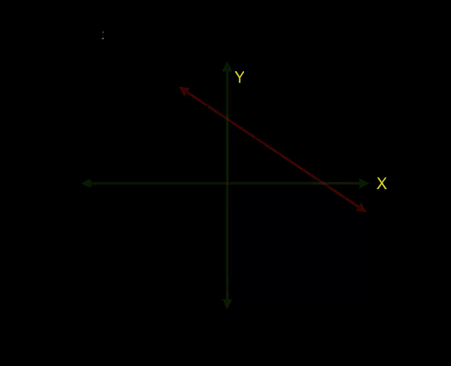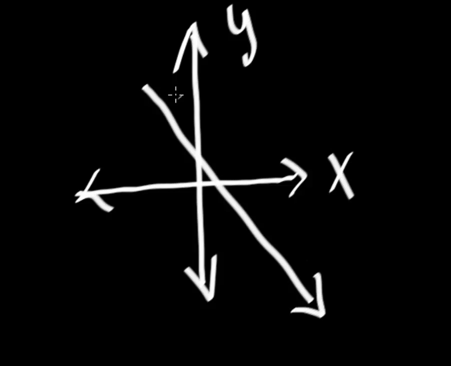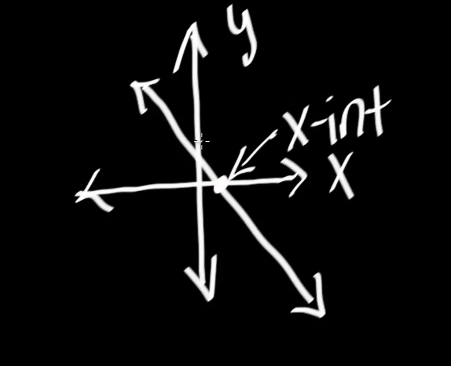So if I was to draw a sample graph, here's my x-axis and there's my y-axis. Now I'm going to draw a line. Notice on the line, there is only one point in which the line crosses the x-axis. That point is called the x-intercept. Same thing for the y-axis. There is one point in which the line crosses the y-axis. That point is known as the y-intercept.